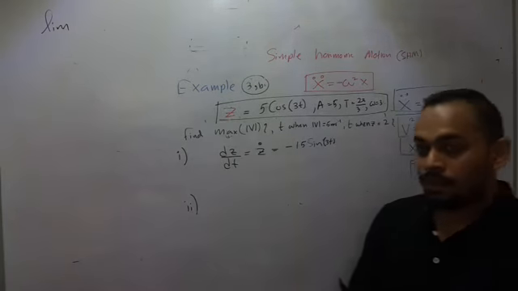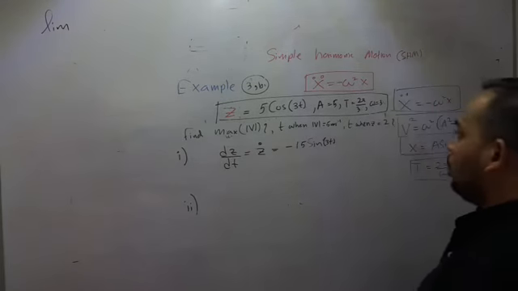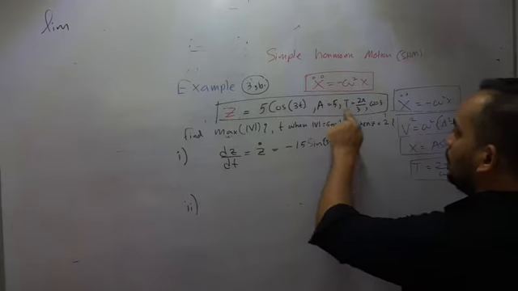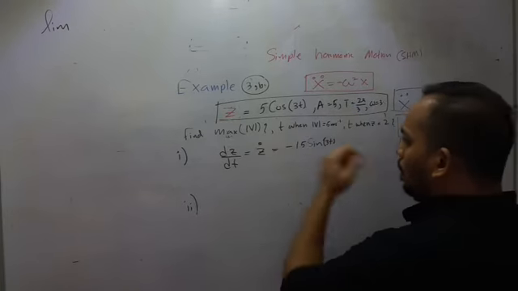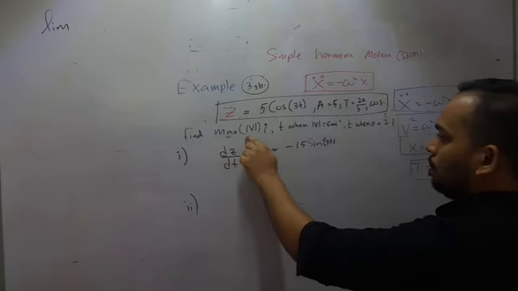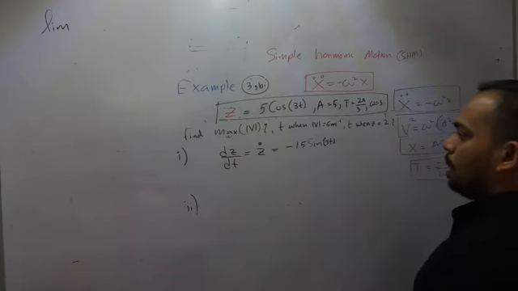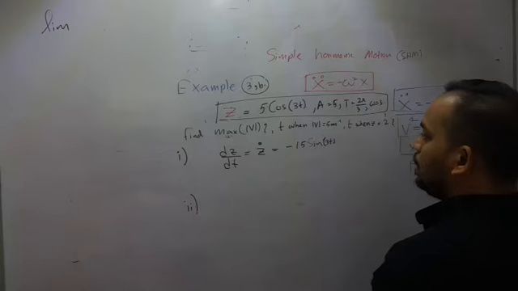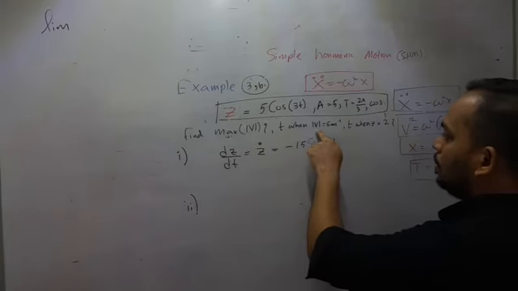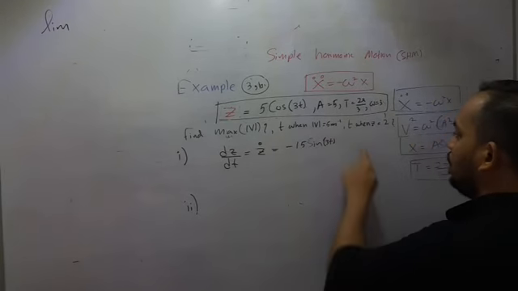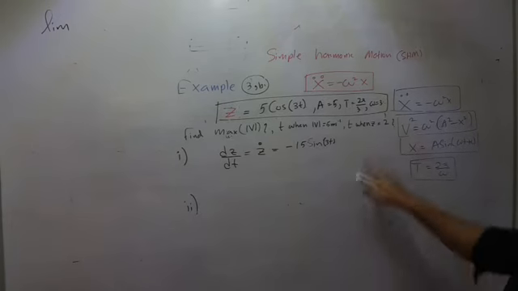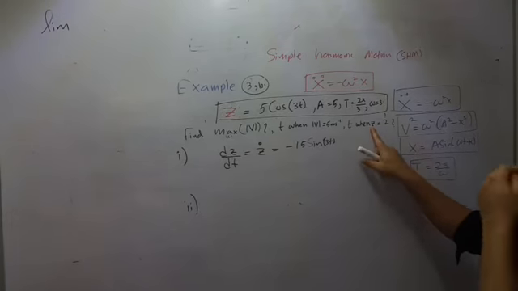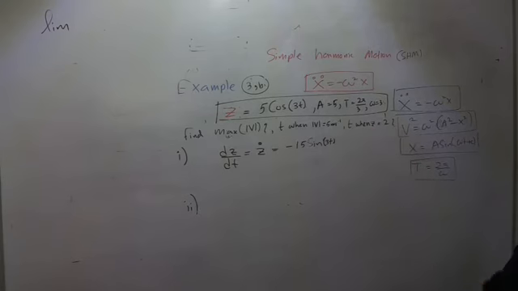This is the second part of the previous example. So we have already found the amplitude, periodic time, and omega. And they're asking us to find the maximum speed, that is the absolute value of the velocity, and the time when the speed is 5 meters per second, and the time when z equals 2 meters. It's the time when the displacement is at 2 units.